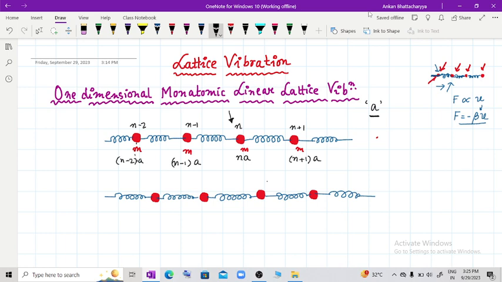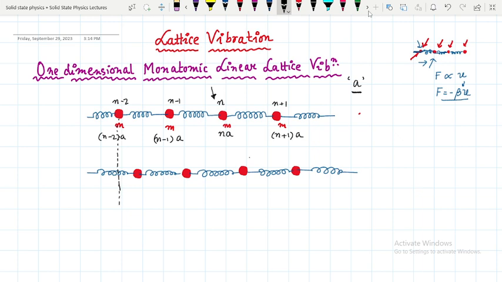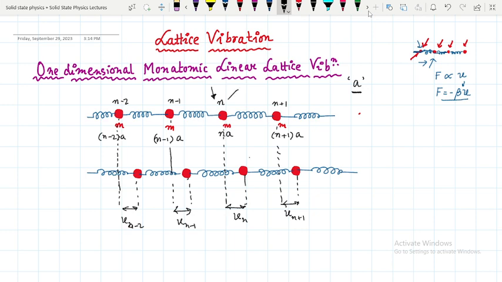So if we mark the displacement like this, this shows the amount of displacement it gained. This is un, this is un plus 1, that is the displacement corresponding to the n plus 1th atom. This is the displacement due to the n minus 1th atom, and that of the n minus 2th. So the main focus is on the nth.